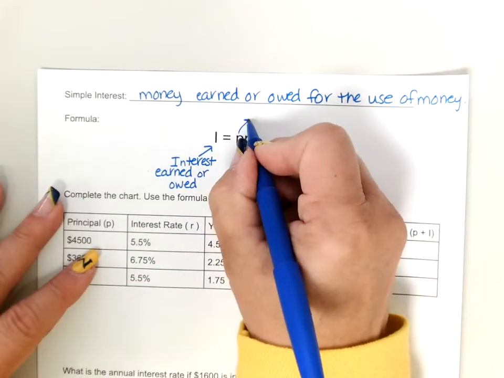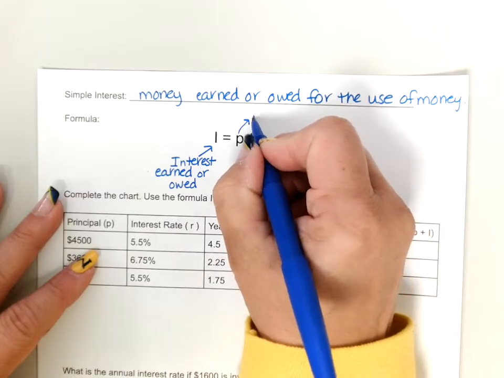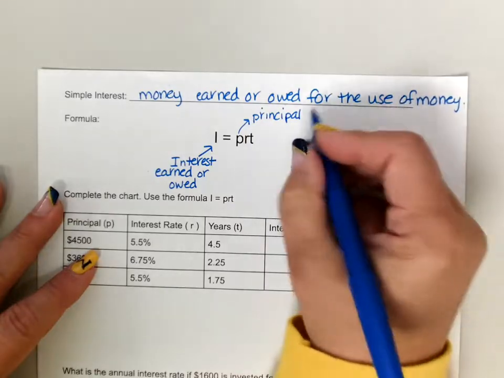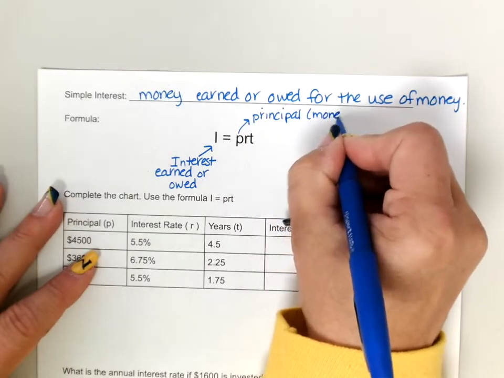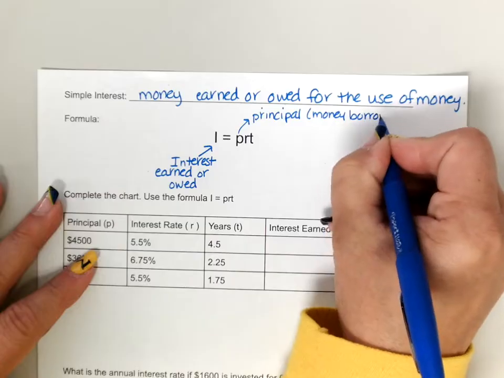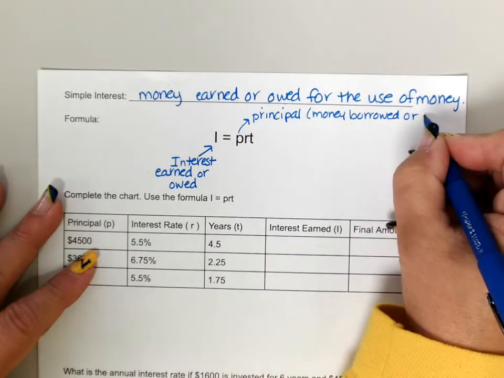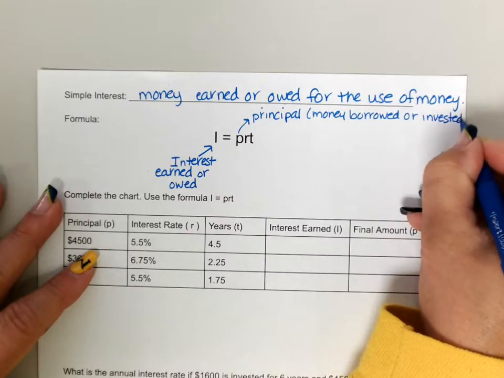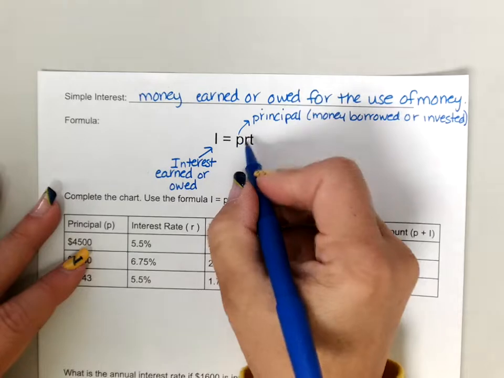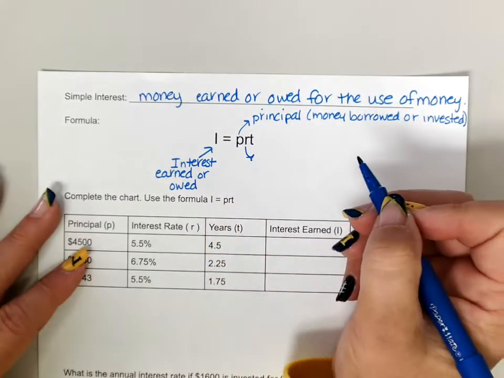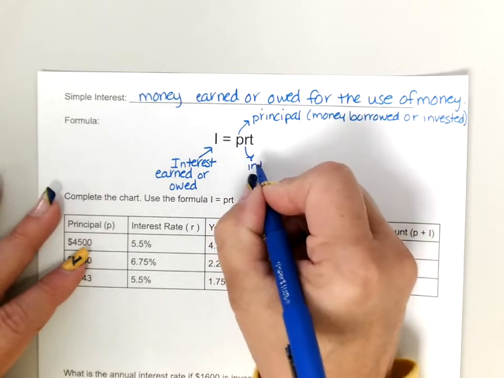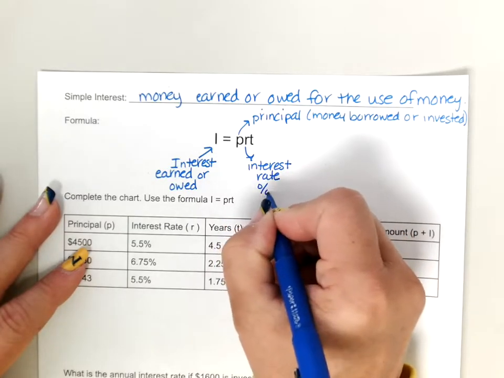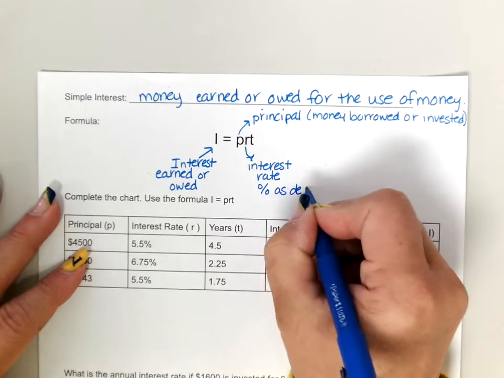The money that you either borrow or that you invest is called the principal. Okay, so that is the money that's borrowed or invested. Okay, there's always an interest rate at which you earn it. So this is the interest rate, and it's a percent, but you have to write it as a decimal.